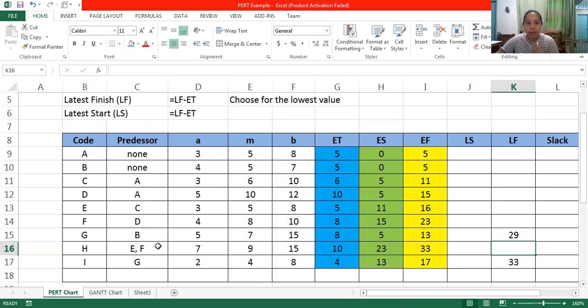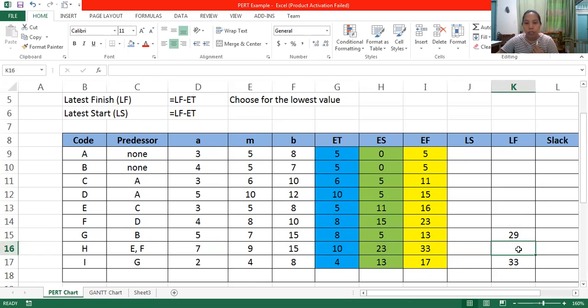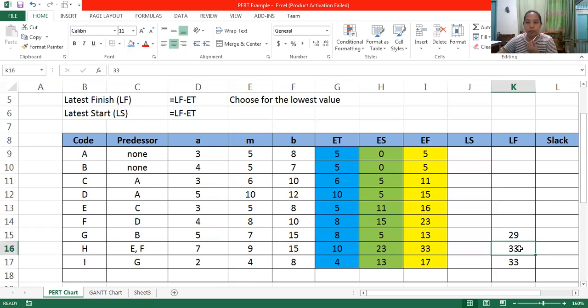Next we have the H. H was skipped, so it proceeded to G. So we have to put the 33 here again. We have the H, which has 33 as its LF. Again, the 29 was put on G, so there is an overlap. So we are going to put again the highest value, which is 33.